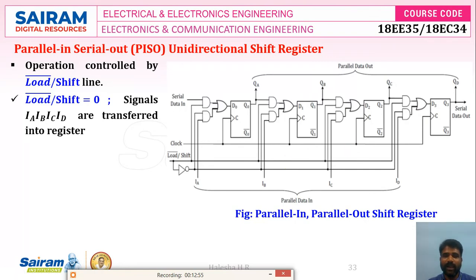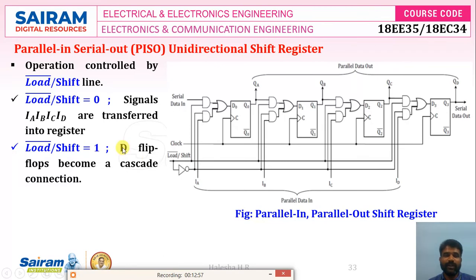Clear? And for shift operation, the control signal should be 1. Remember, here load bar is active low, so 0 enables load and 1 disables it. Shift is active high, so it is enabled. So the flip-flops become a cascade connection. As I said, here it is 1. 1 is connected to the upper AND gate, and its complement 0 is connected to the lower AND gate.